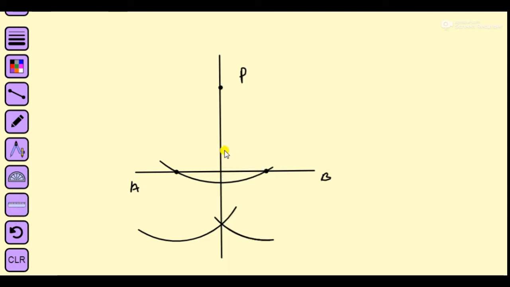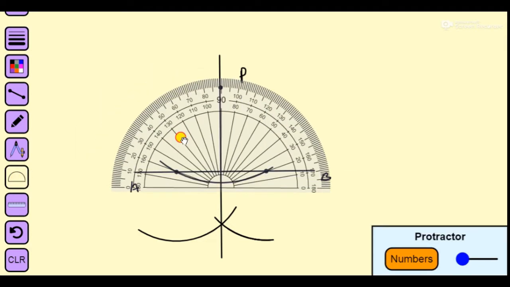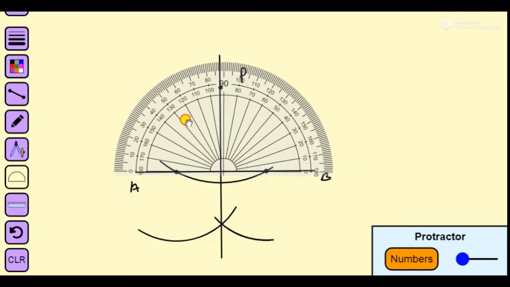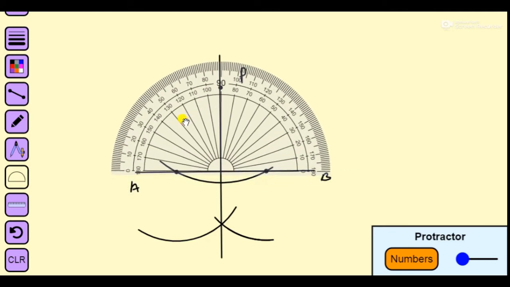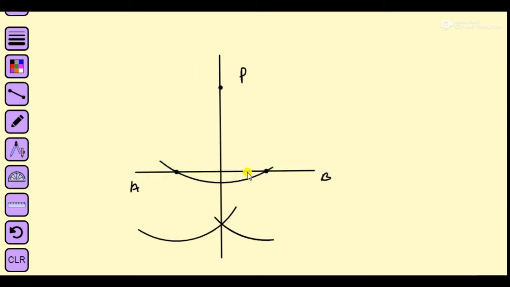You have to see it is perpendicular, and how can you see? Just watch with the help of this set square. Take your set square and put it on it. So that is your 90 degrees. You can see it is 90 degrees. So our line is clearly perpendicular. So it is a perpendicular construction.